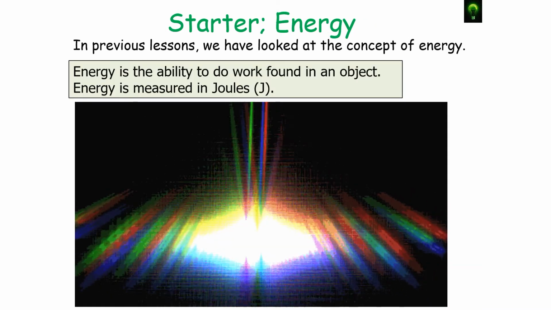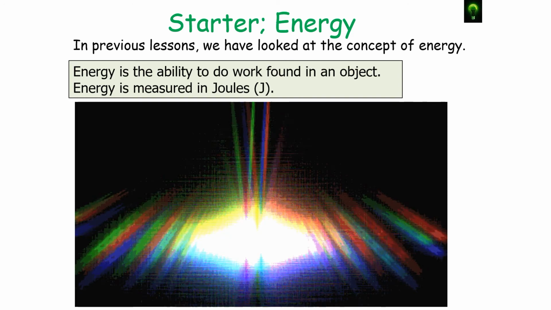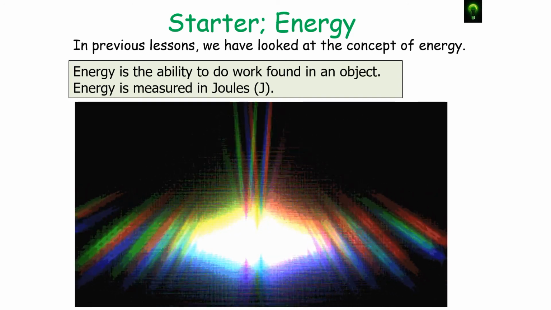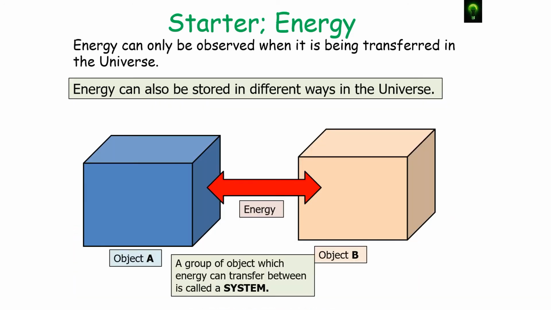So in previous lessons we've looked at the concept of energy. Now energy is the ability to do work found in an object and is measured in joules. Now energy can only be observed when it's being transferred in the universe. Now energy can also be stored in different ways in the universe. Now a group of objects which energy can transfer between is called a system.